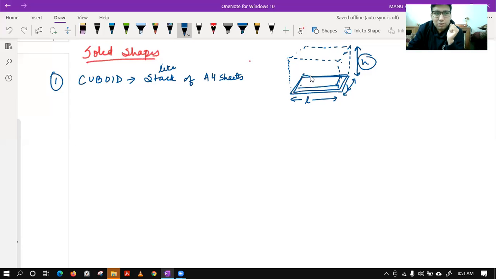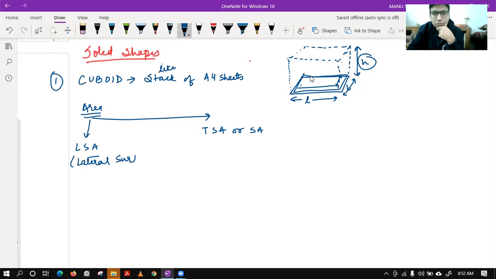Now let's see first the term area. There are two kinds of areas defined for these 3D figures. One is your lateral surface area, and the other is total surface area, or just surface area. Let me write lateral and total surface area.